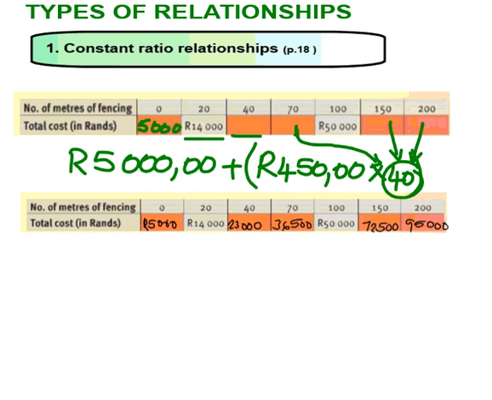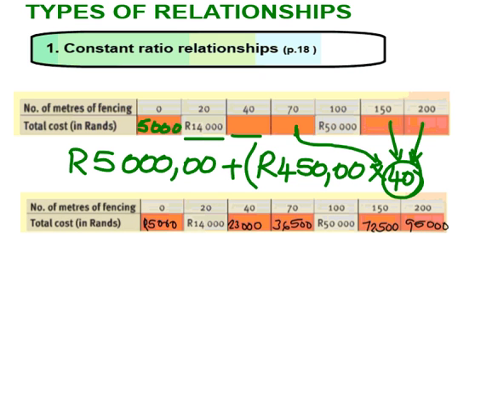There we go. So if I buy no meters of fencing, it means I've just bought the gate. It's going to cost 5,000 Rand. If I buy 40 meters of fencing plus the gate, 23,000, 36,500, 72,500, and 95,000 Rand. Okay.